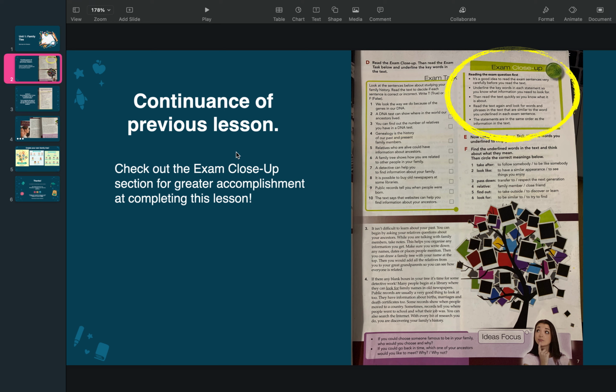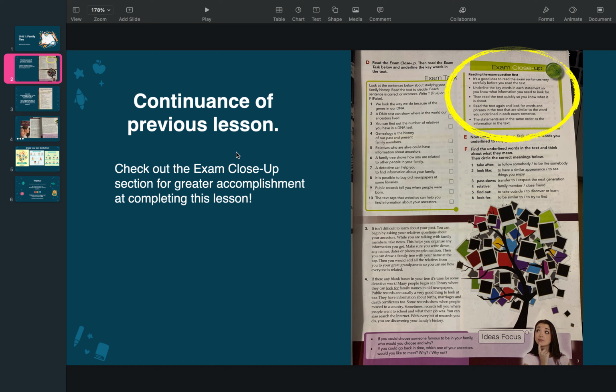Number 1, it's a good idea to read the exam sentences very carefully before you read the text. Okay, paling penting ialah kamu baca ayat dalam soalan tu sebelum kamu tengok teks tu. It's very important for you to understand the question first before you proceed with the text given.